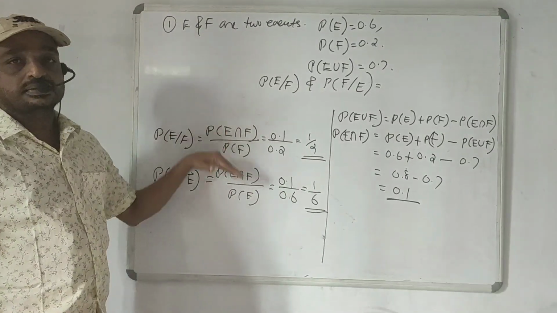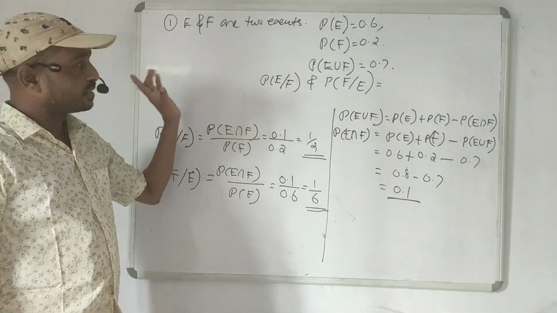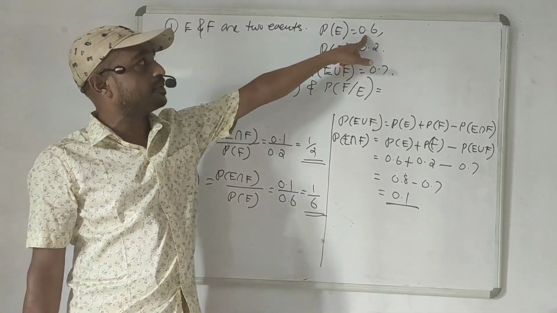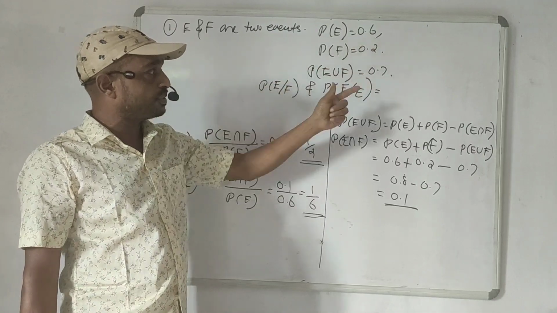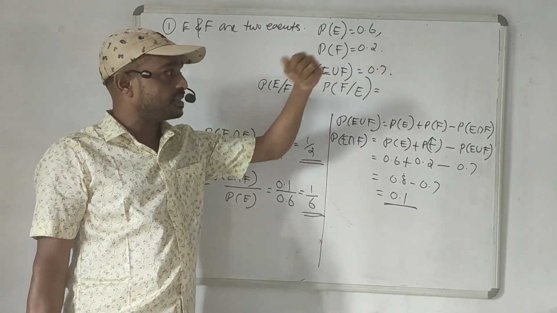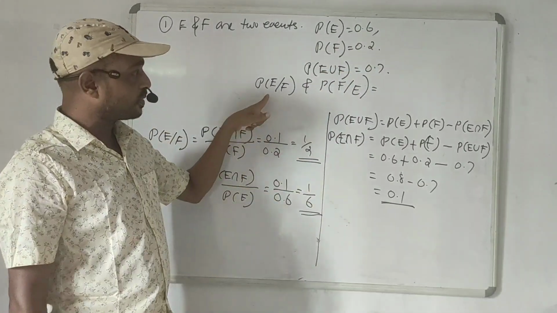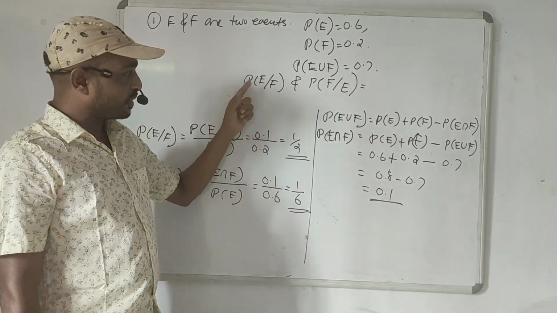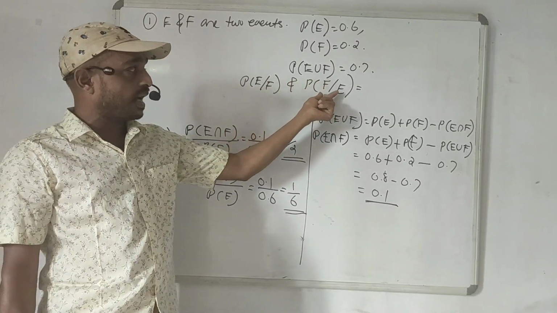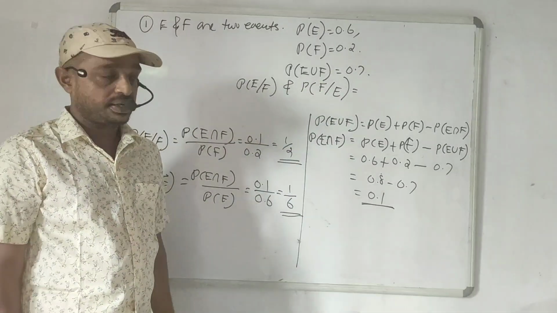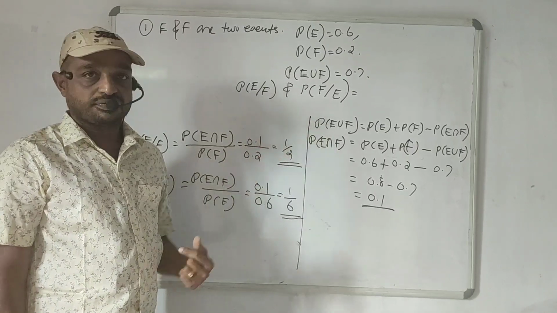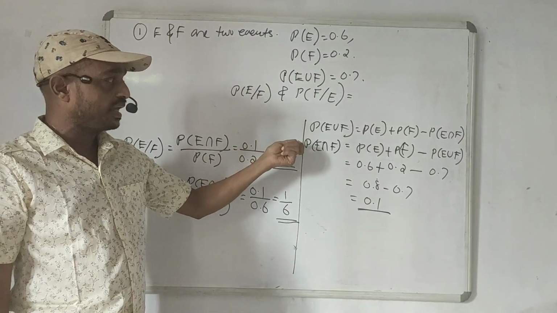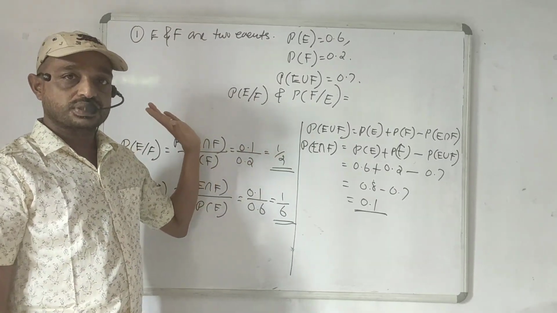So I think this problem is clear to you. Here we are given two events E and F such that P of E equals 0.6, P of F equals 0.2 and P of E union F is equal to 0.7. You are required to calculate P of E given F and P of F given E. And we know that for calculating these, we need P of E intersection F. So first of all, P of E intersection F is to be calculated. For that we can make use of the addition rule.